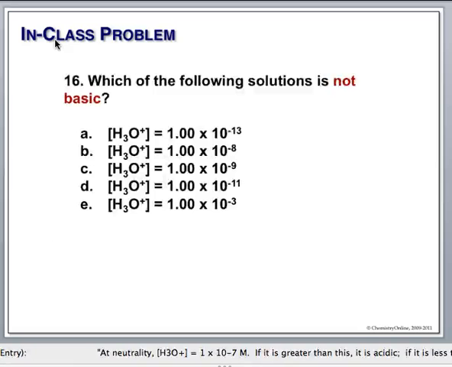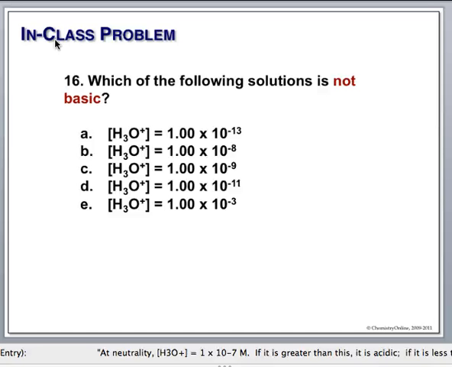I like this kind of problem. It kind of tests just your sense of acids and bases. Which of these is not basic? Now, in order for something to be basic, hydronium must be less than what? Must be less than 10 to the minus 7. If hydronium is less than that, then it's a basic solution.